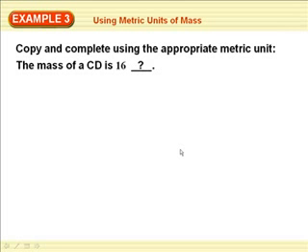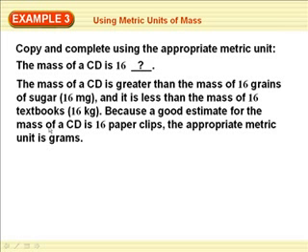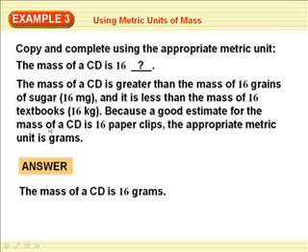As we go through this, the mass of a CD is about 16. Is it going to be about 16 pieces of sugar, 16 paper clips, or 16 textbooks? I'm going to say 16 paper clips. Let's see what they say. It's greater than sugar, but less than textbooks, so they picked paper clips. So the best unit would be grams.